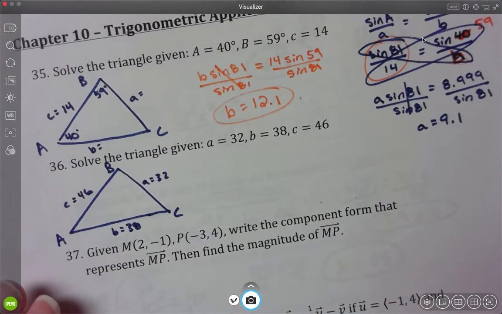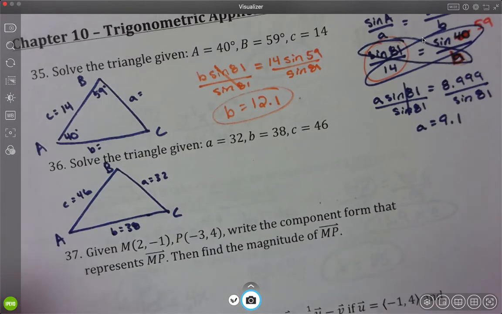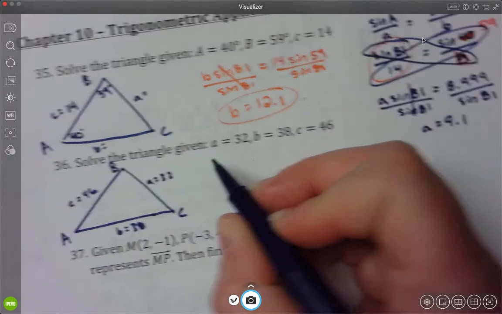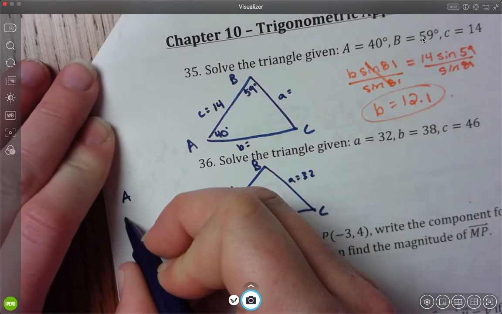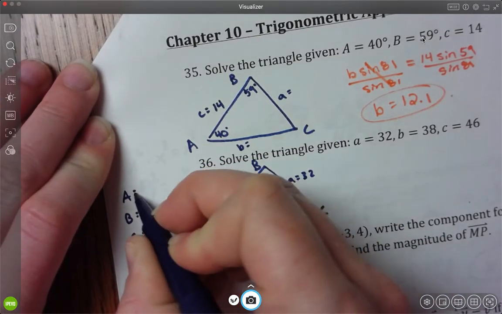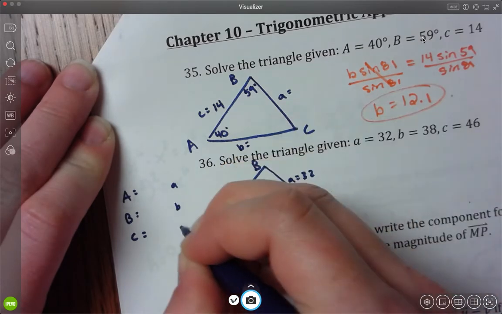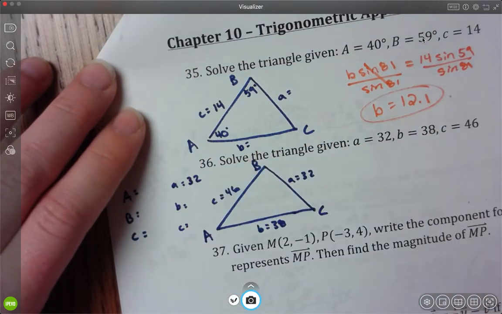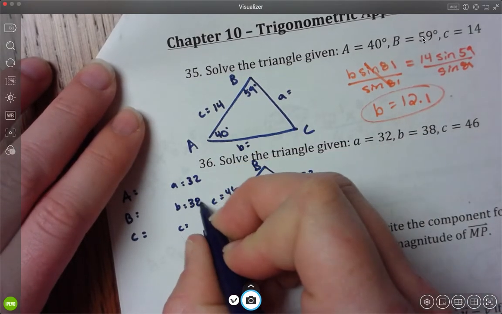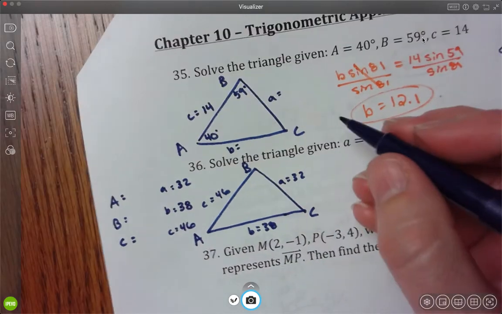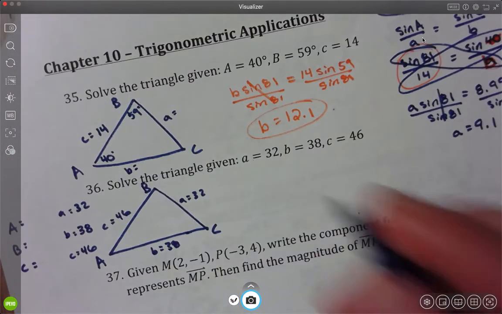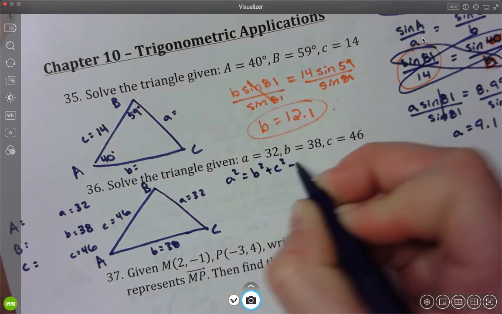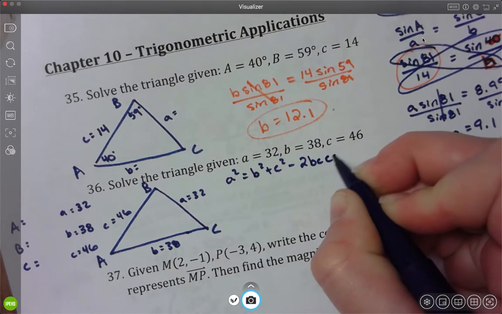All right, now I don't have any of the angles. I'm going to write them over here: A, B, C, and I have lowercase a, lowercase b, lowercase c. So when this happens, I am going to have to use the law of cosines. Law of cosines is a squared equals b squared plus c squared minus 2bc cosine of A.